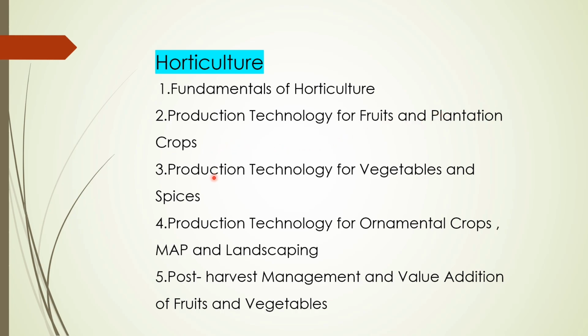And the next subject is production technology for vegetable and spices. From this, many vegetable crops like onion, garlic, cabbage, cauliflower, radish and the different spice crops also we can learn from this subject. And the next subject is production technology for ornamental crops, MAPs and landscaping. From this subject we can learn about the different ornamental crops like rose, gerbera, medicinal and aromatic plants. Many things we can learn.